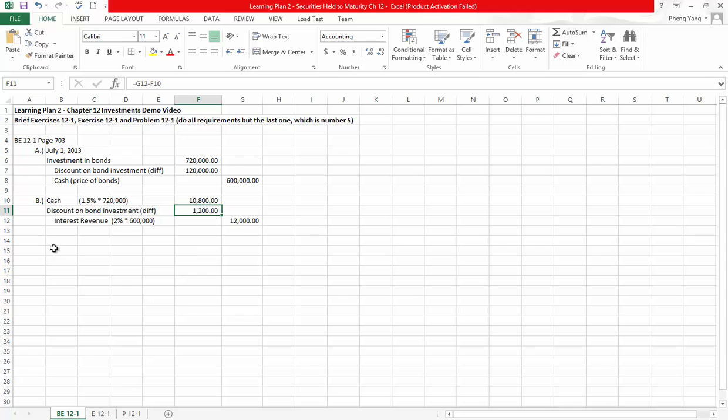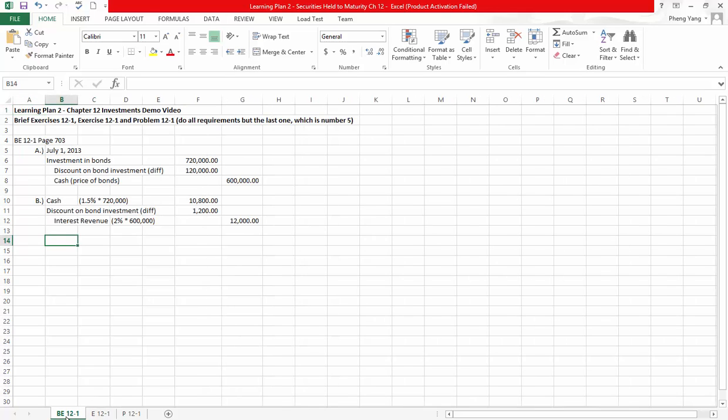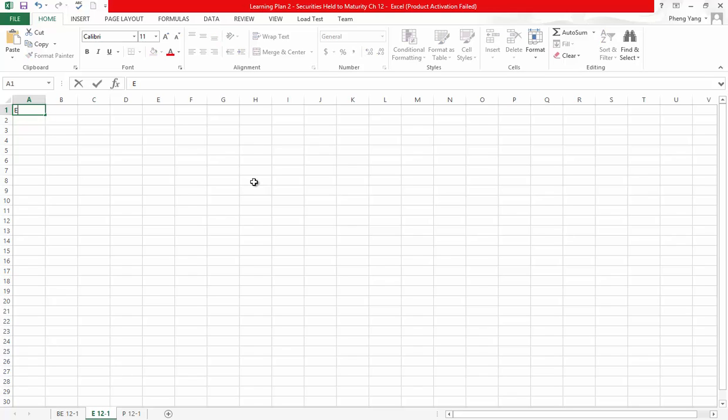So that's how we record the interest for the bonds at December 31st, 2013 using the effective market rate. So that's brief exercise 12-1. All right, so let's move on to exercise 12-1. I'm going to do it on this new tab. So you just click on the bottom here, and let me just denote that this is exercise 12-1, and this will be on page 705.